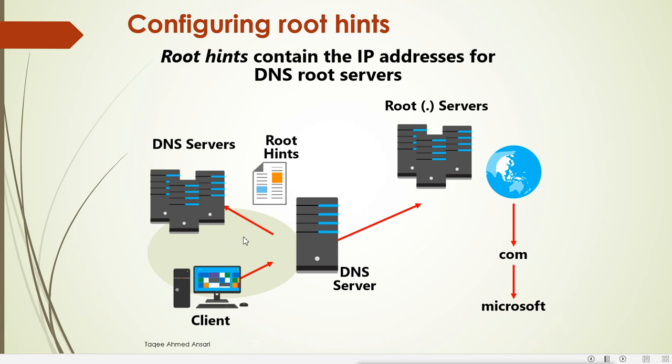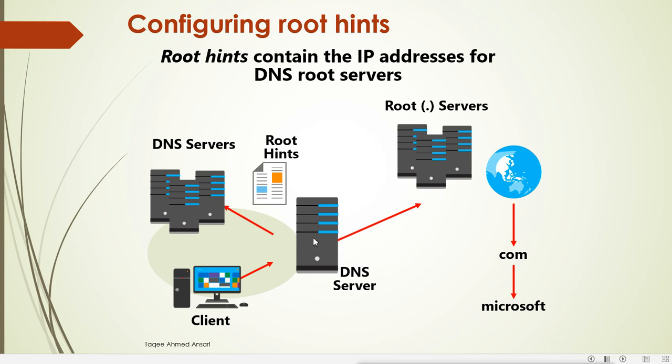Remember, when our client tries to get any record from the DNS server, the DNS server checks whether it is authorized to respond or not. If it is not authorized, then it will do the recursion and send recursive queries to root hint servers. Those are the 13 root hint servers available on the internet. Root hint contains the IP addresses for the DNS root servers. We can also create our own root hint server in our DNS server.